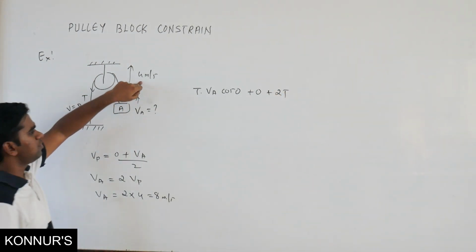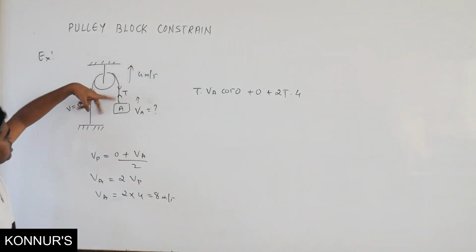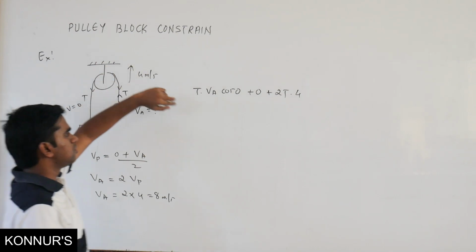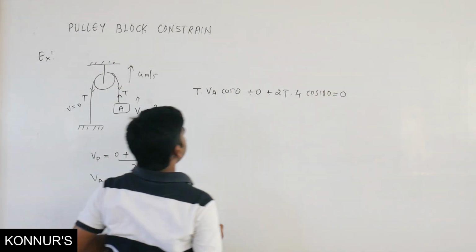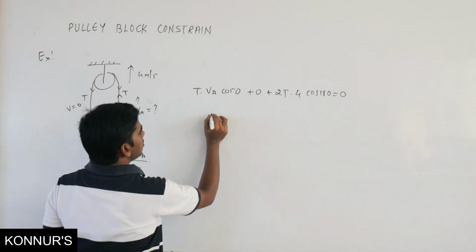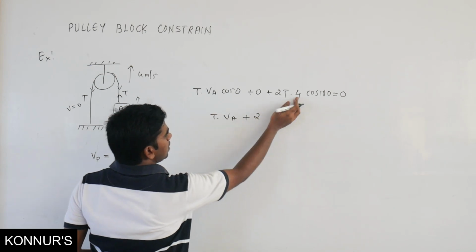2T. What is velocity? Velocity is 4. What is the angle? 2T is downward, 4 is upward. So it will become what? Cos 180 equals 0. So what will happen? Cos 0 is T into VA plus 2 into 4.